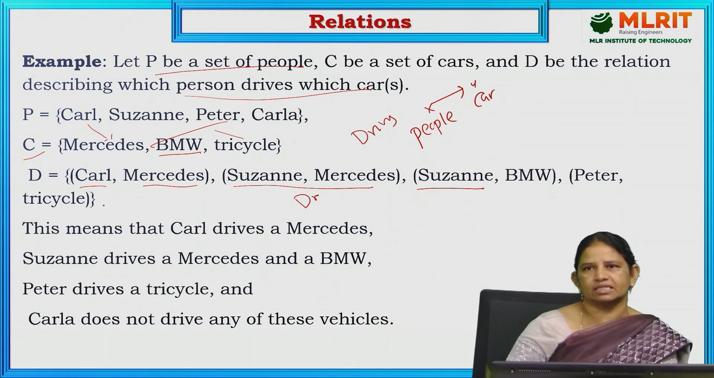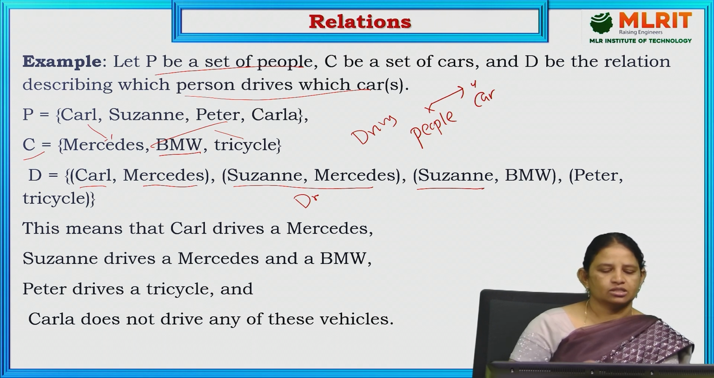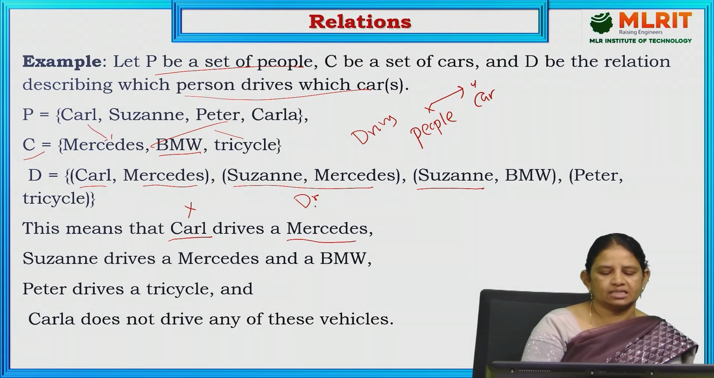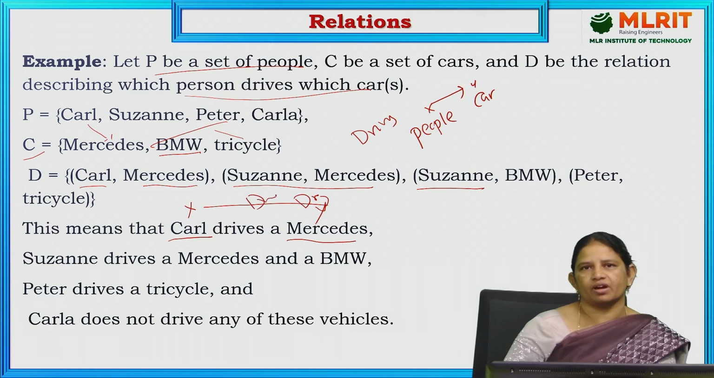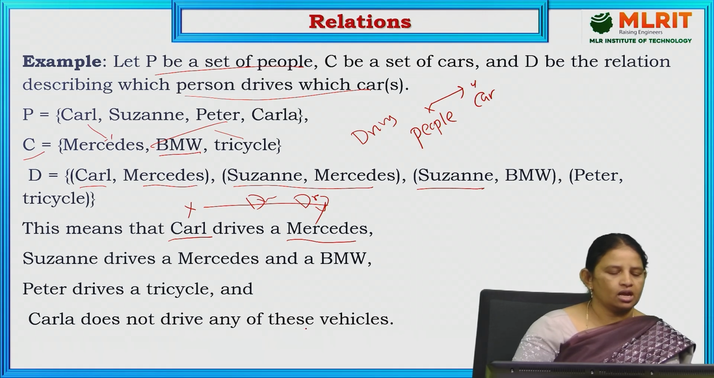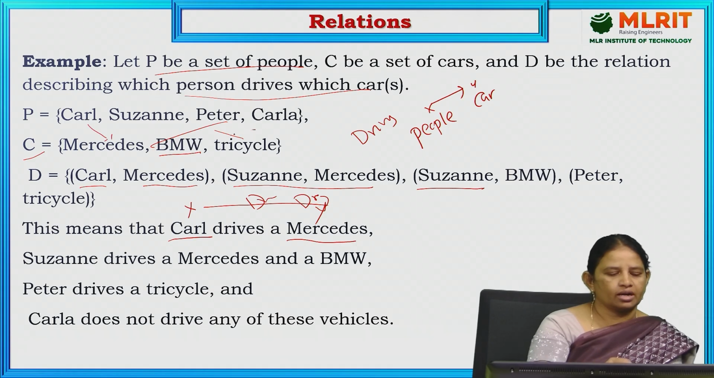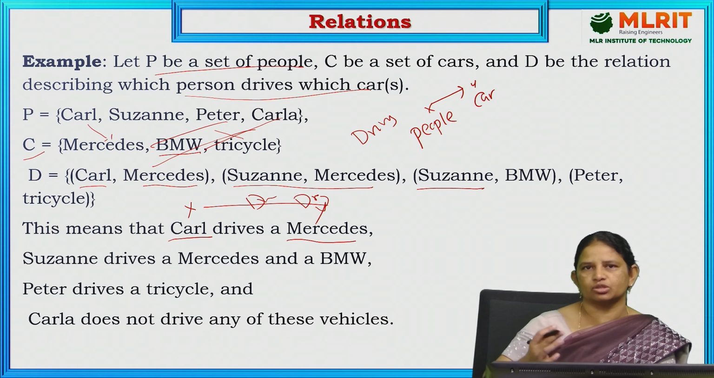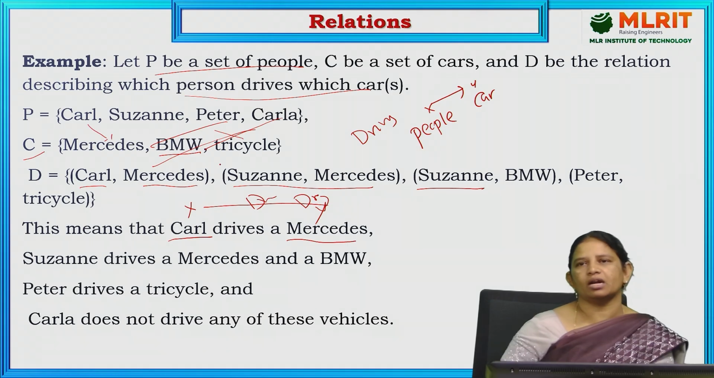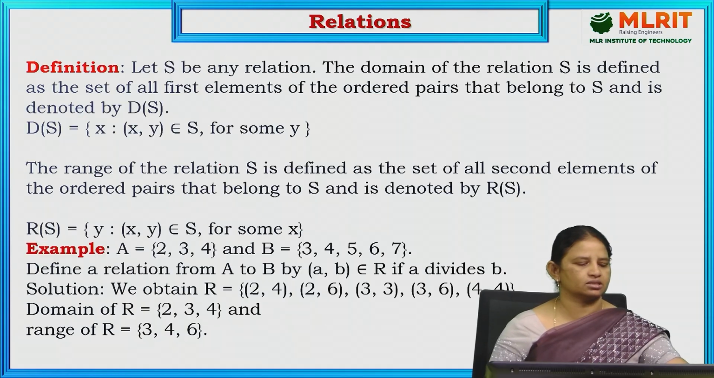So these are called relations. Car is one element, Mercedes is another element. For X and Y, the relation is driving. Suppose Carl drives Mercedes but Carl does not drive BMW and tricycle. That means there is no relation, because Carl is not involved with the BMW and tricycle.